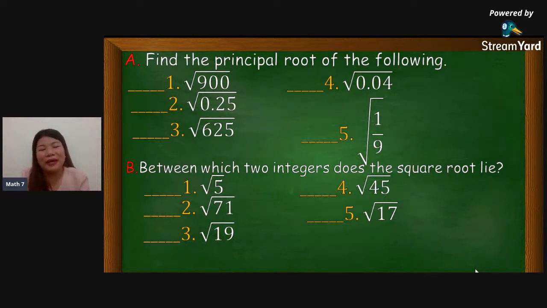Okay. Makinig po. Kopyahin po ng mabilis. Number 2. Anong sagot? Number 2. Marireveal ko ang sagot. Number 2. 0.25. Okay, correct. 0.5. The correct answer is 0.5. Number 3. Number 3, 625.